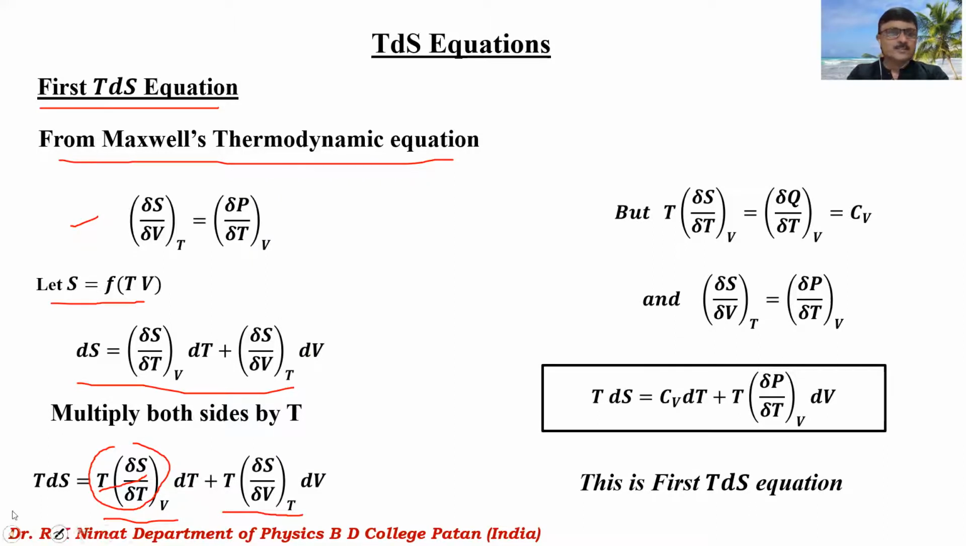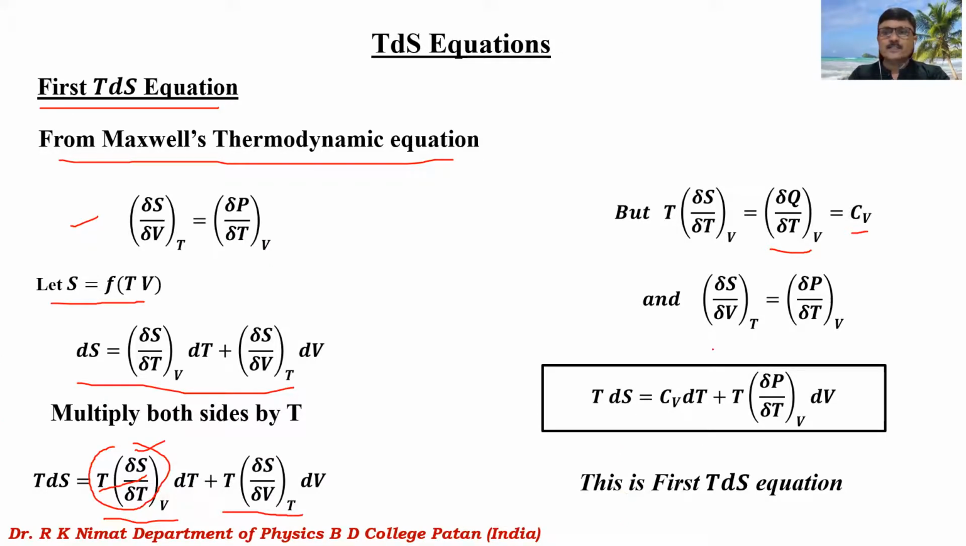So we can write this part as delta Q by delta T at constant V, and we know that this delta Q by delta T is nothing but the amount of heat required to raise the temperature of unit mass or 1 mole of gas. It is called the molar specific heat at constant volume, so we can represent it by CV. So this first part is nothing but the specific heat at constant volume.